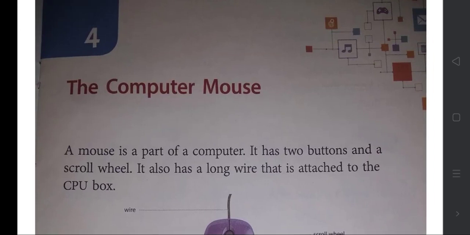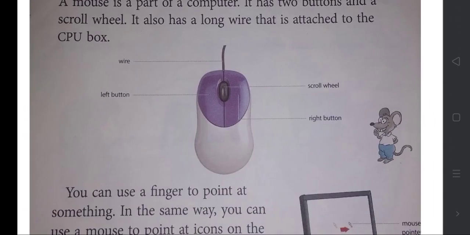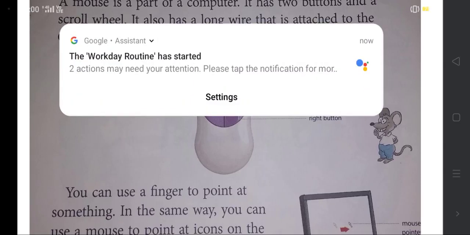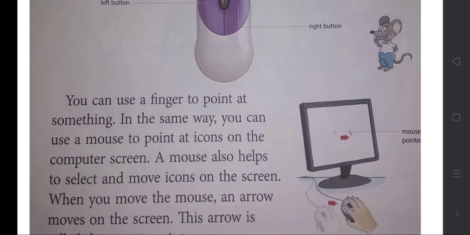A mouse is a part of the computer. It has two buttons and a scroll wheel. It also has a long wire that is attached to the CPU box. You can see here in this mouse, this is the long wire, then the left button, right button, and in the center a scroll wheel. This is called a mouse, and these are all its parts.